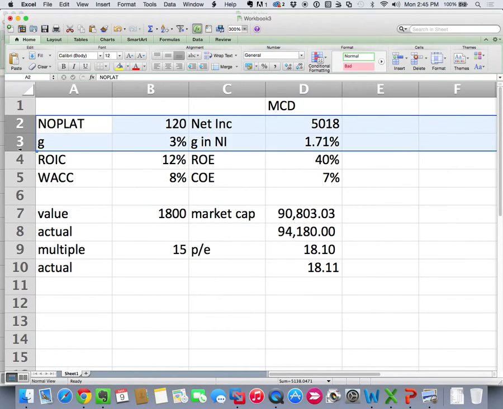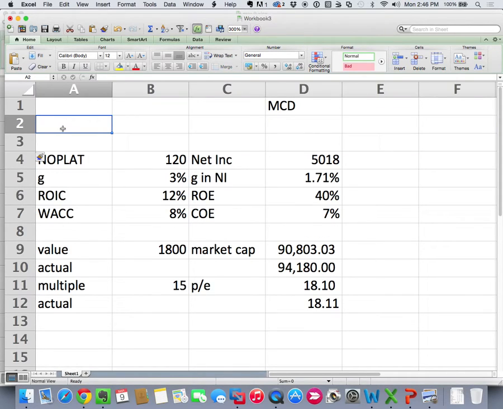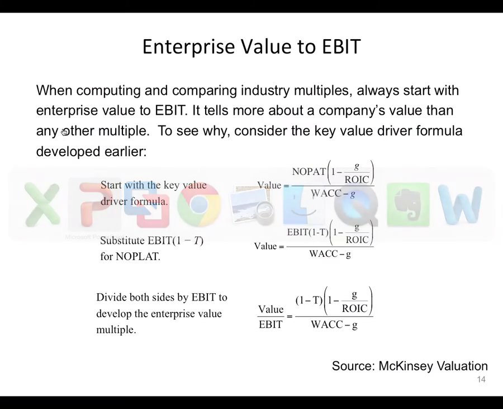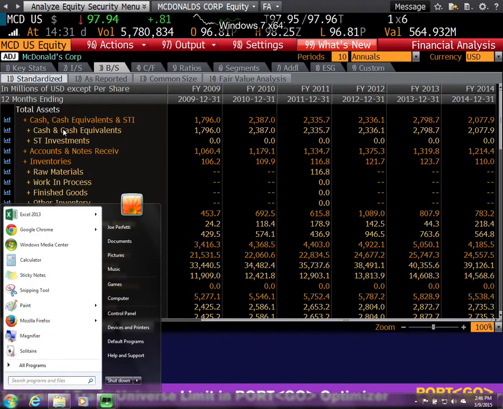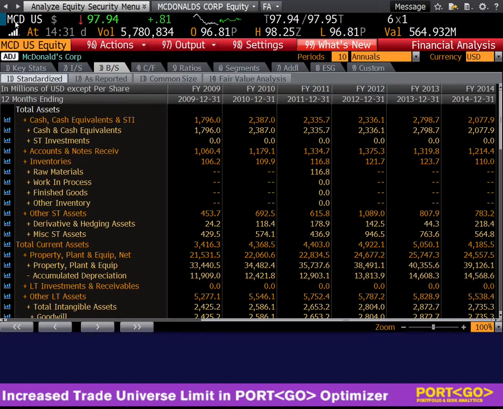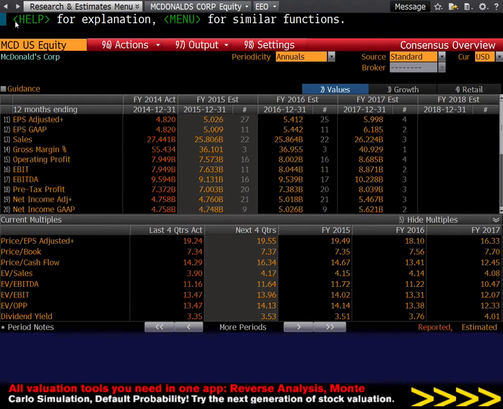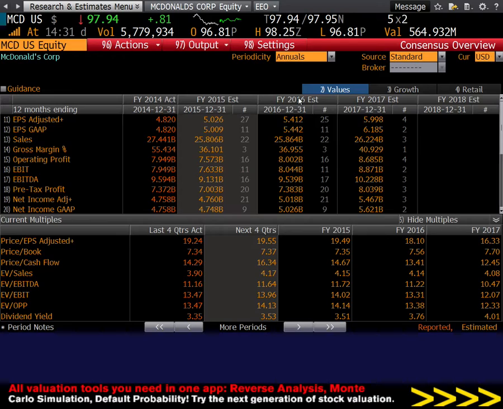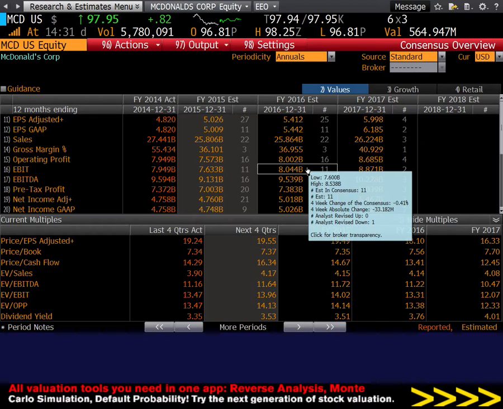Well, we're going to need a couple pieces of information. We need to know their expected EBIT, and we need to know their effective tax rate. So for 2016, the EBIT for McDonald's, right out of Bloomberg, off the EEO screen, is expected to be $8,044,000,000. So 8044.